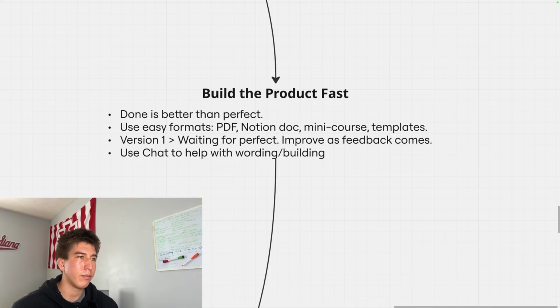At the same time, you can use easy formats. So like PDF, Notion doc, mini courses, templates. Version 1 is better than waiting for it to become perfect, and you can improve as feedback comes. So you can also reach out to every single person via email that's bought your product, especially early on. You're not going to get a million sales right off the bat. You can reach out to them, ask them what they thought of the product, and they'll give you advice. They'll give you feedback. They'll tell you what they liked, what they didn't like. They'll tell you, hey, can you add a section of this in? And then you can continue to build the product as you go.